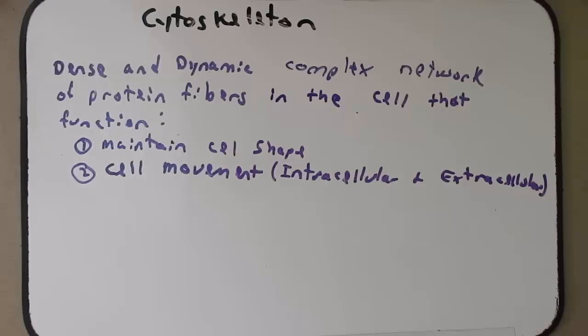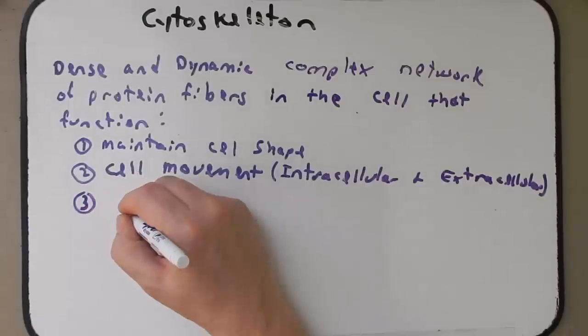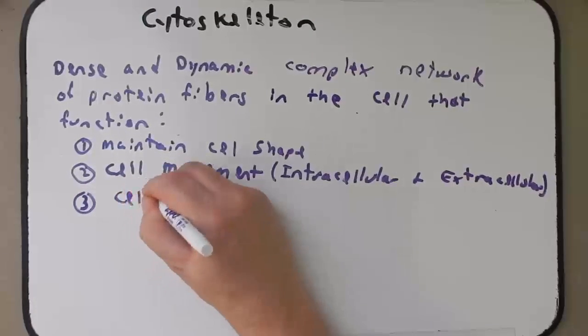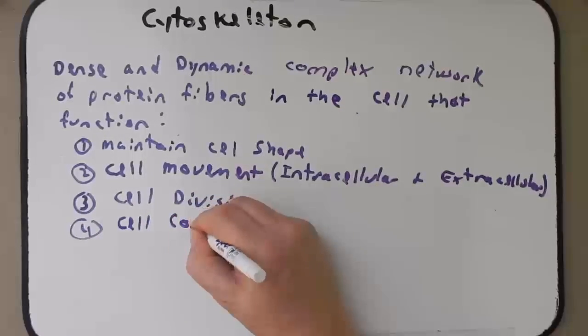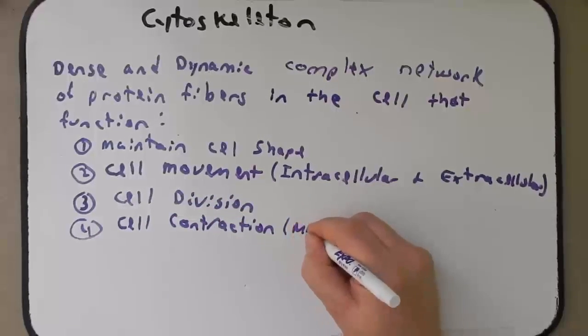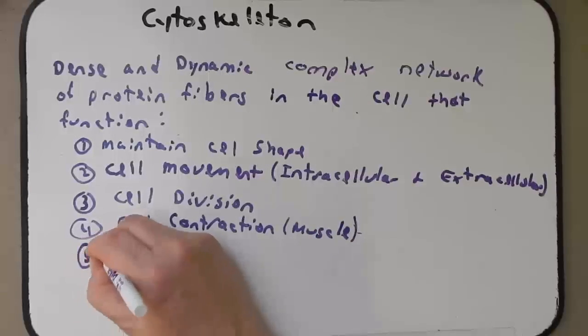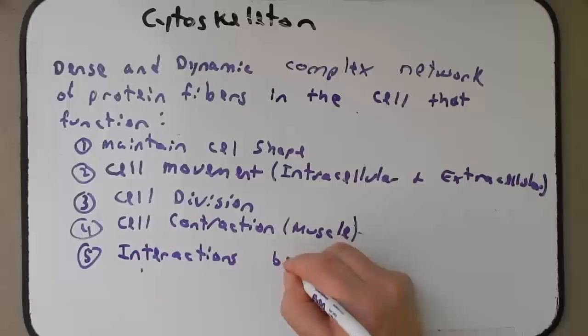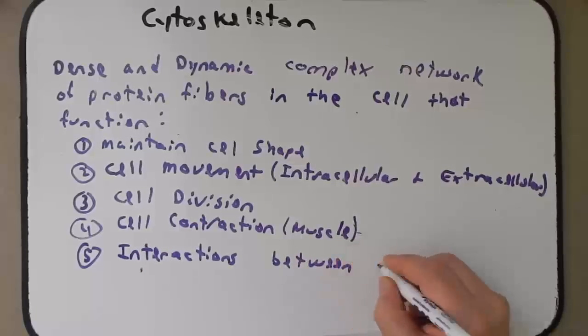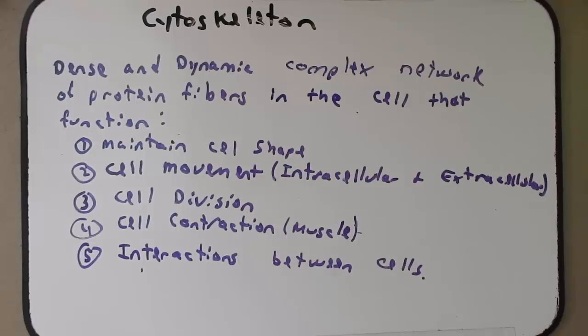place to the next. Third, the cytoskeleton helps in cell division. Fourth, it functions in cell contraction, mainly muscle contraction. And lastly, the cytoskeleton functions in the interactions between cells. So this is a brief description of the cytoskeleton in general terms and some of its functions. Not all of them, but some of them. Let's go ahead now and talk more specifically about actin.